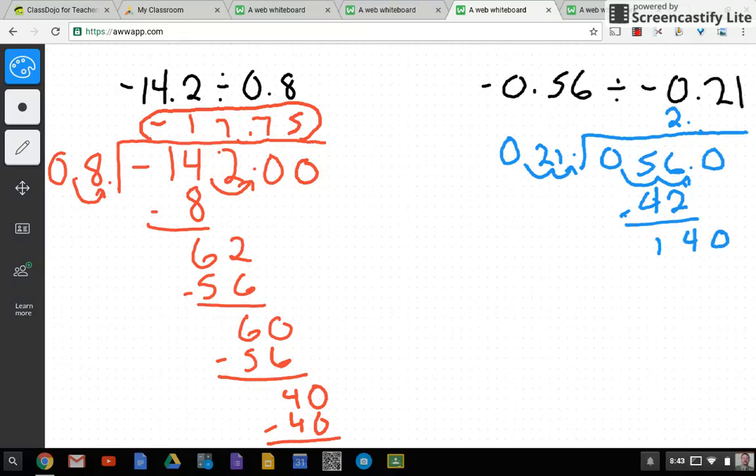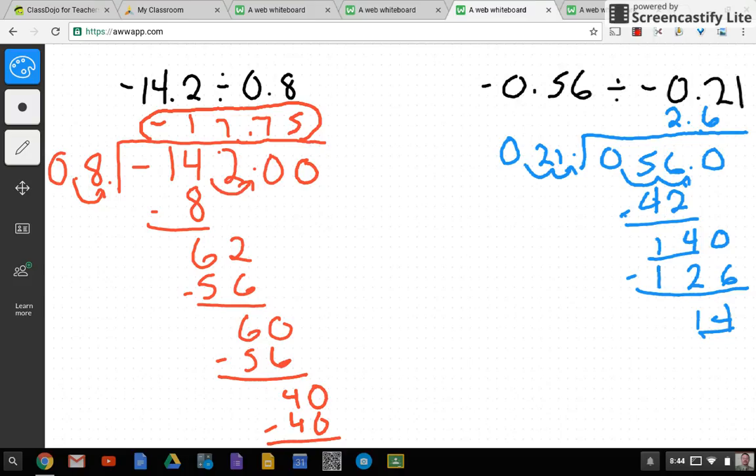Well, almost 7 times, but not quite. It's going to go in 6 times. So that's going to be 126. And I'm going to have 14 left over. Now then, I can already see since I had 14 here and 14 here, this one is going to be what we call a repeating decimal. It's going to keep going on forever and ever and ever.